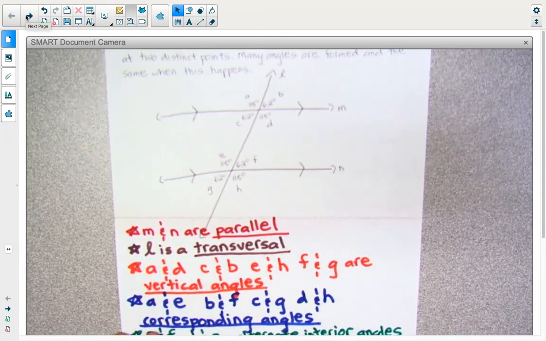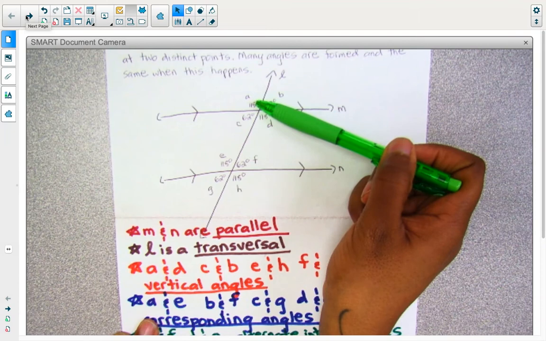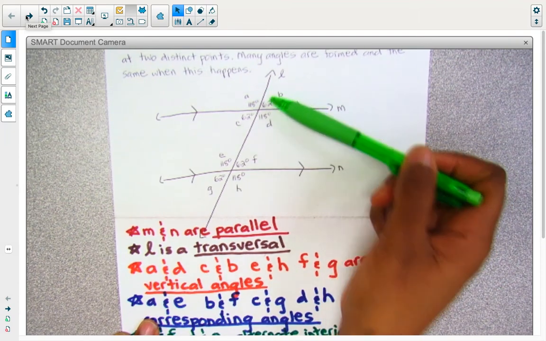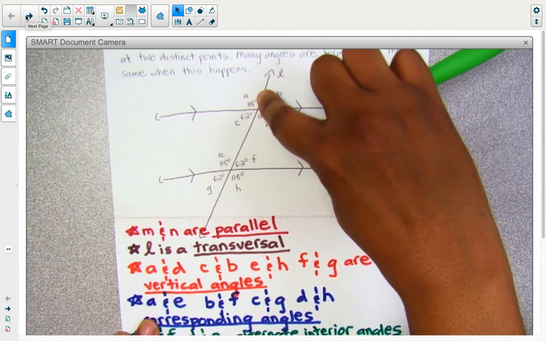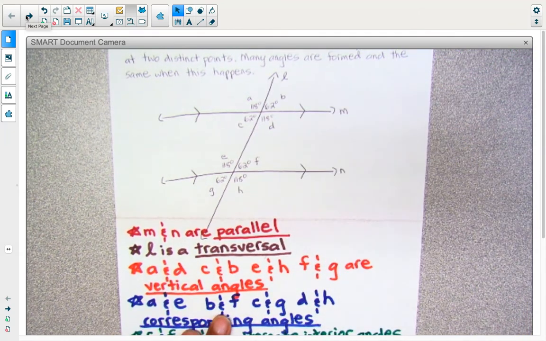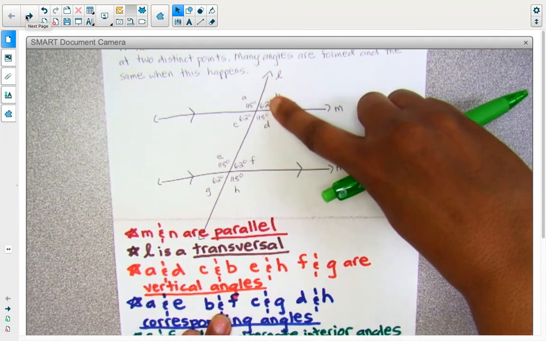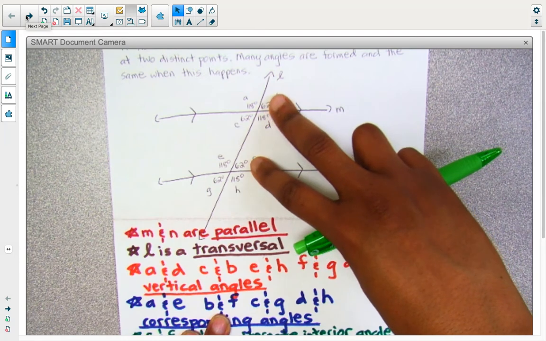So corresponding angles are next. Corresponding angles are A and E. A is in the top spot in this pod, so to speak, and E is in the top spot in this pod. So same position, different location. B and F are corresponding angles. So here's B up here, and there's F right there. So these two are corresponding angles.